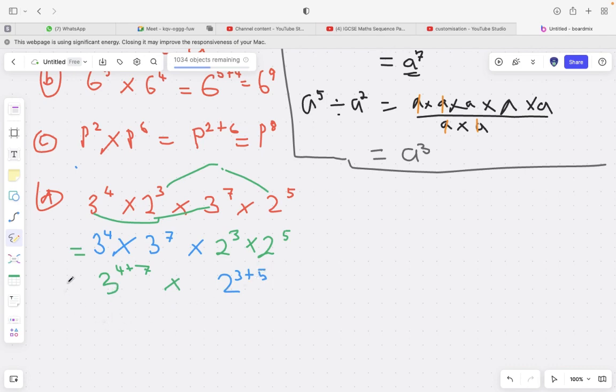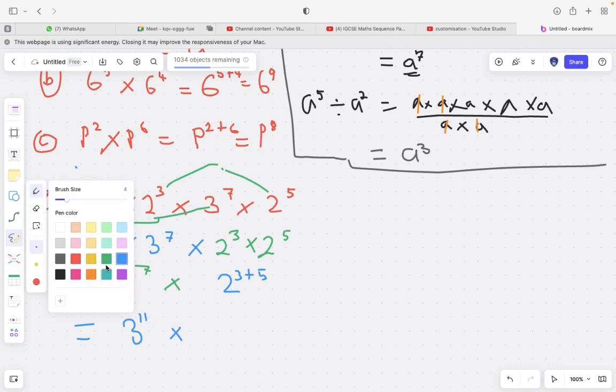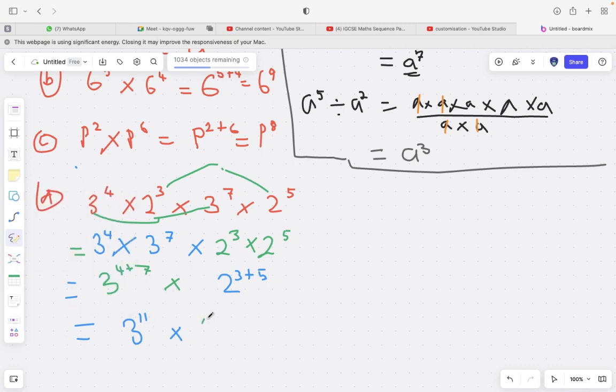Okay, so now let's put the final evaluation down. 3 to the power of 4 plus 7 is 11, so you have 3 to the power of 11 multiplied by 2 to the power of 8. That's where you stop, because these are no longer the same base, so you cannot do anything to it. This will be your final answer. So you see, we've applied the first law.